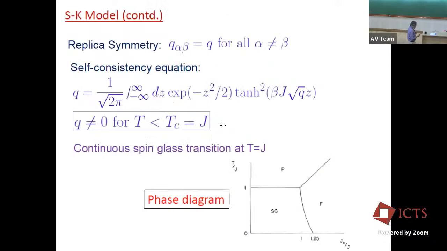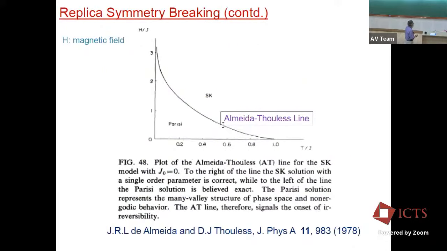But in that Almeida-Thouless line, we are not talking about this J0 being non-zero. We're just looking at this line, but then there is an external magnetic field. So this is the transition that we have been talking about, when the field is equal to 0 and you are changing temperature. And there, replica symmetry is broken at this point. And everywhere below, it is Parisi, in the sense that the difference between SK and Parisi is where replica symmetry is broken or not.